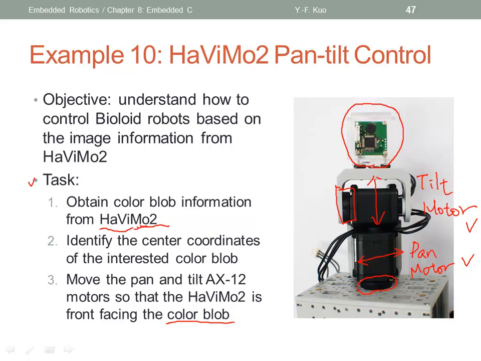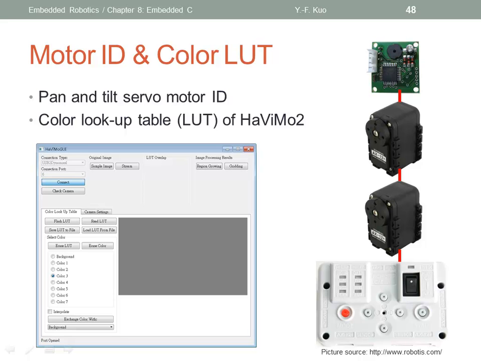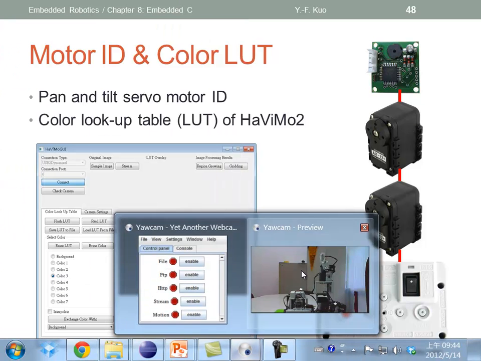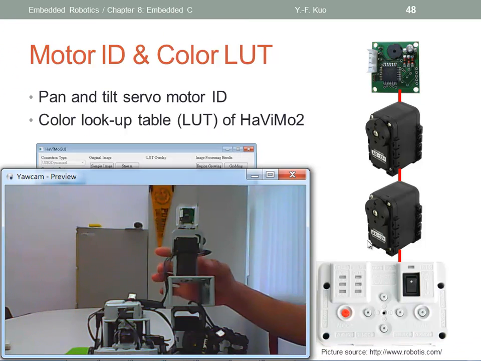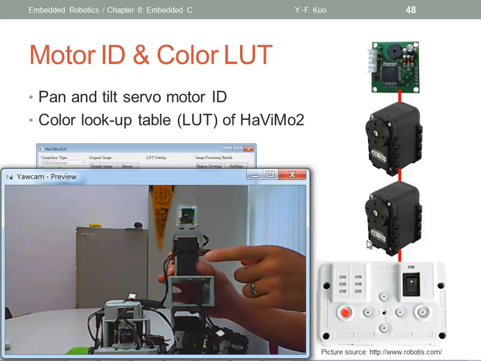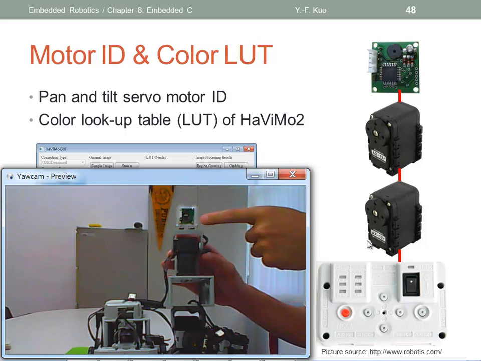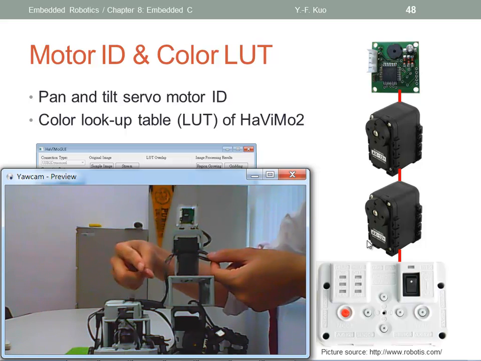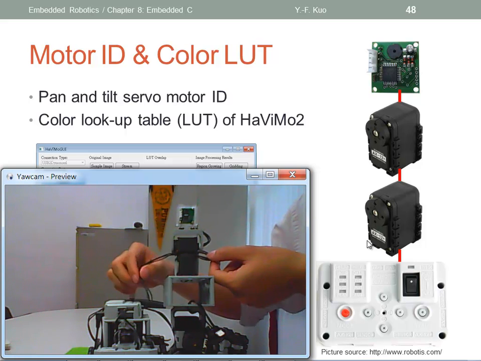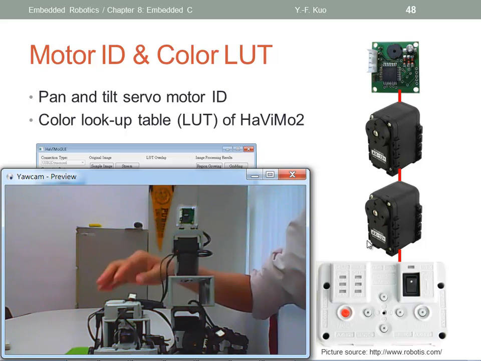After you set up the hardware, you should have something like this. Here we have a pan motor, a tilt motor, and HaViMo2. All of them are connected together and also connected to a CM510 over here.